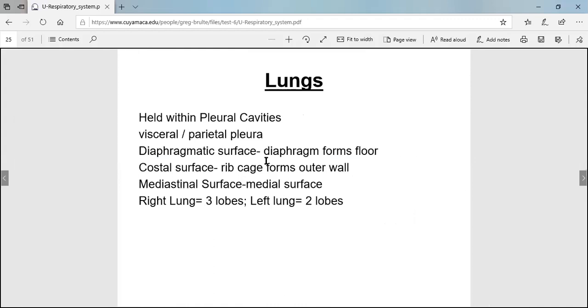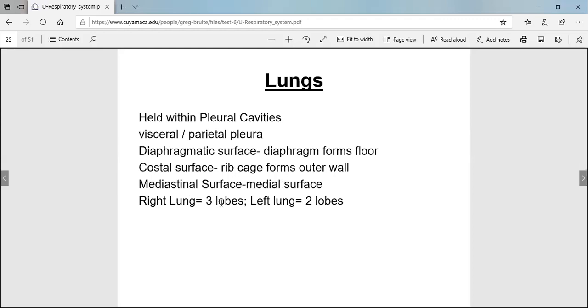The lungs are held within the pleural cavities. Remember, you have your visceral pleura on the lungs and the parietal pleura against the body wall, right? The diaphragmatic surface is just towards the diaphragm. The costal surface is just against the ribs, and the mediastinal surface is on the inner surface, towards the mediastinum. So those are just surfaces.